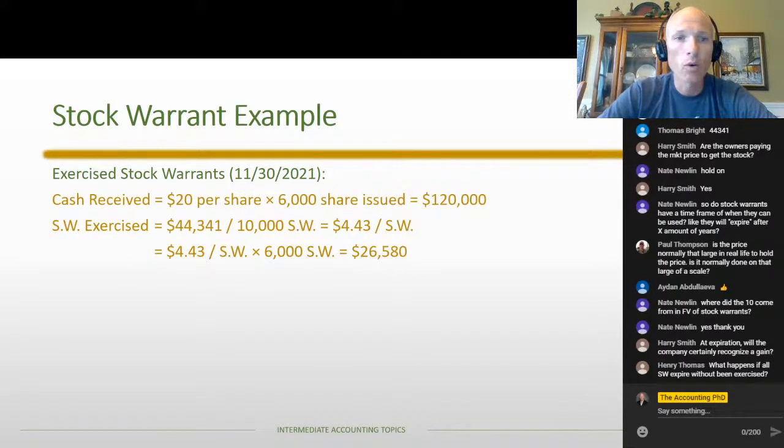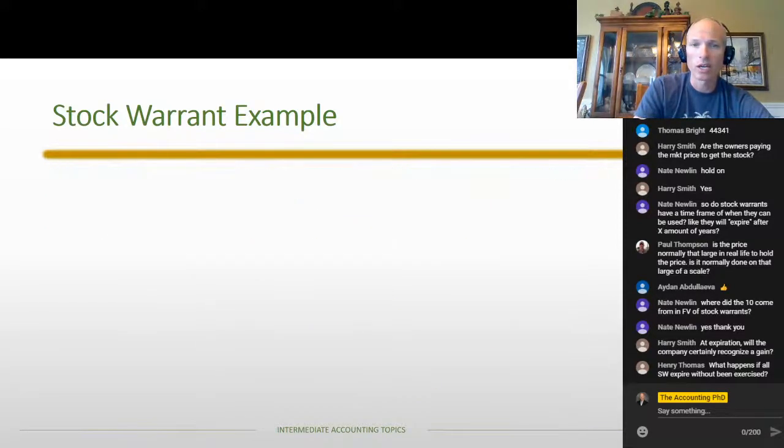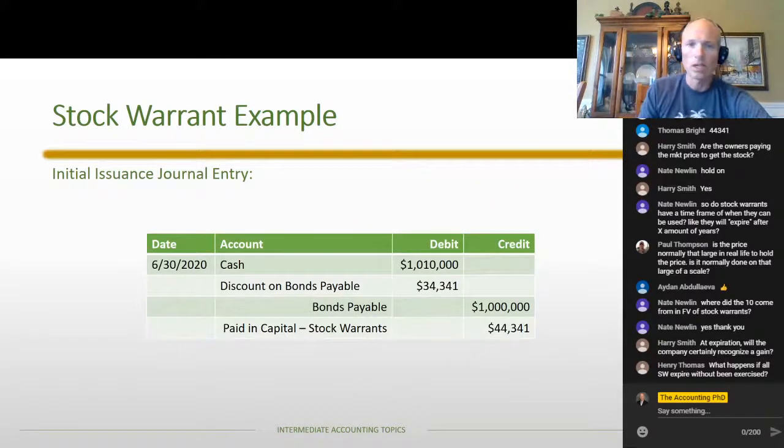And so with the stock warrants, we kind of have to think about, okay, what does it mean, or what's the value of that piece of paper that they're turning in? Remember, whenever we had the issuance, if we go back, we had assigned $44,341 to that paid-in capital stock warrant account. So we're saying that contribution, the value of that contribution is $44,341. Well, what does that represent? It's $44,341 for all of the stock warrants.